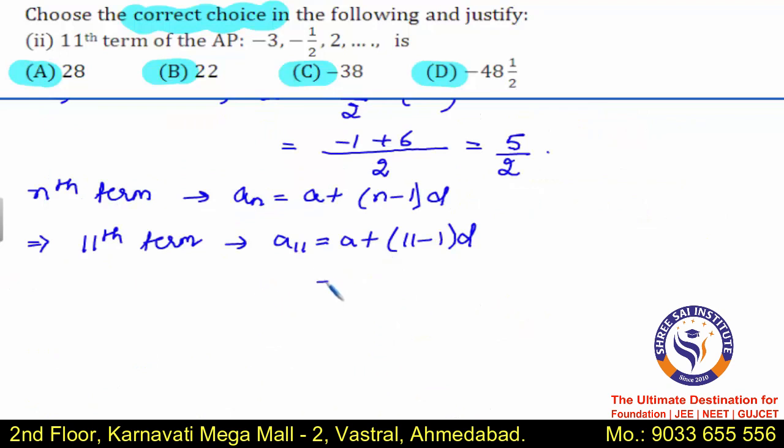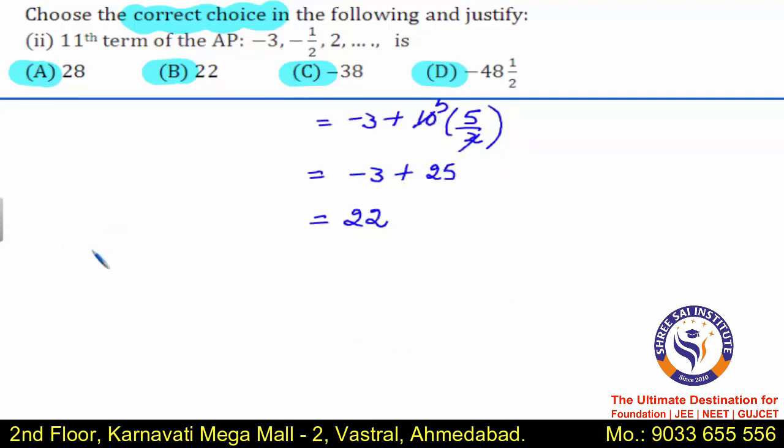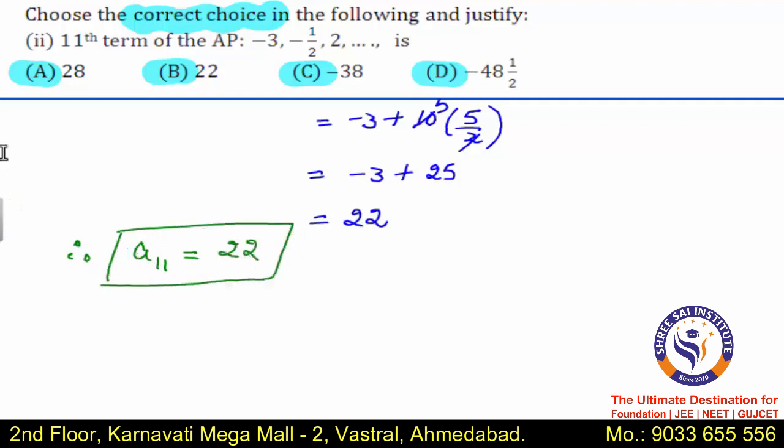Now substituting the values of A and D, we have A is minus 3 plus 10 into D, which is 5 upon 2. On simplification, we have minus 3 plus 2 5s are 10, so we have plus 25, which is equal to 22. This implies the 11th term of the given AP is 22, which is the second option. Hence, our answer is B, the correct option. So, this completes the solution.